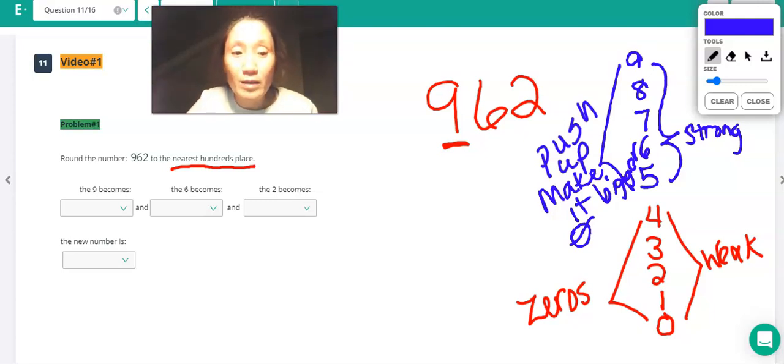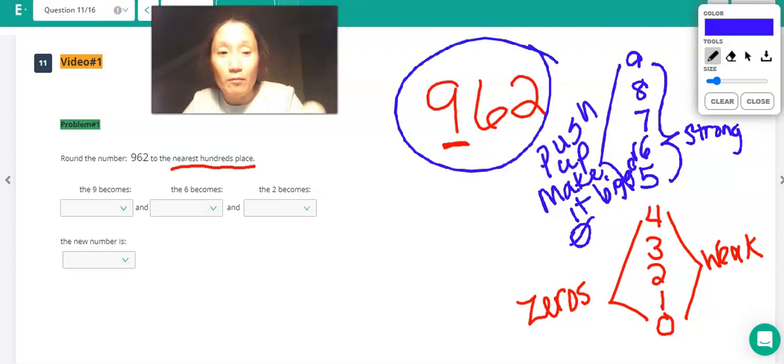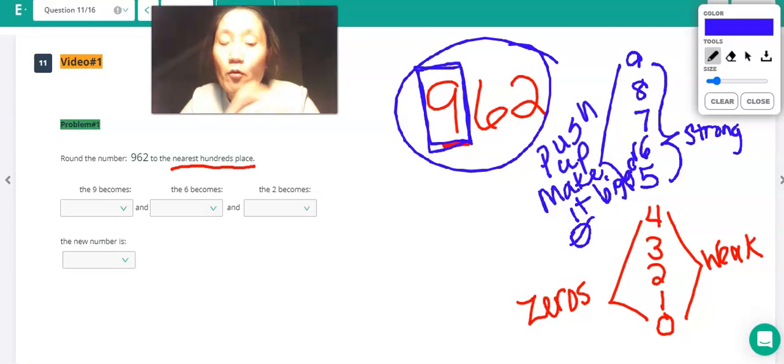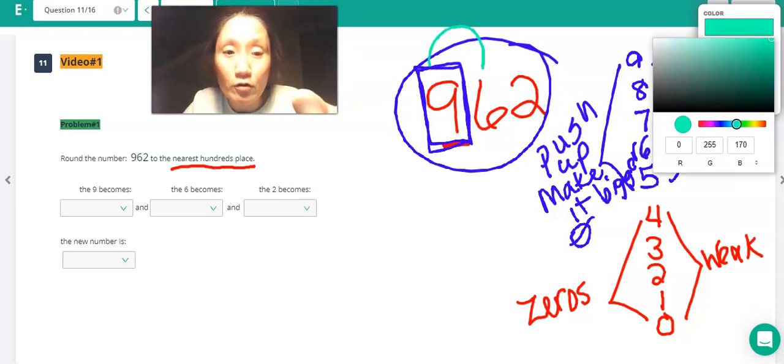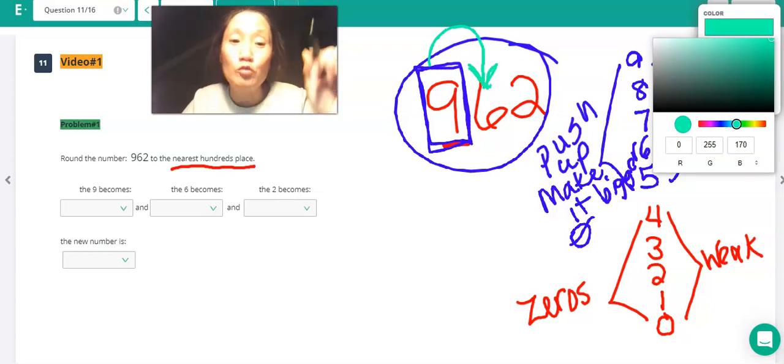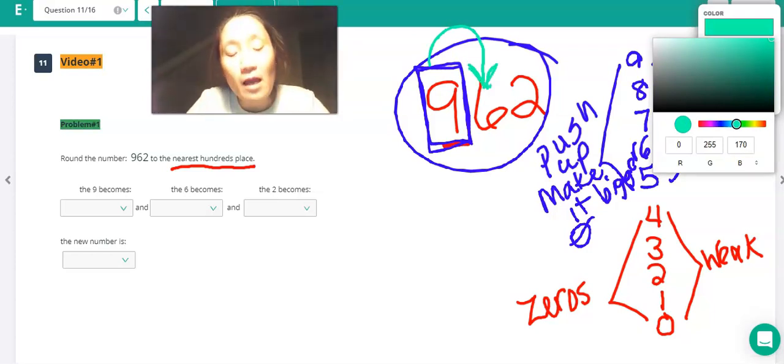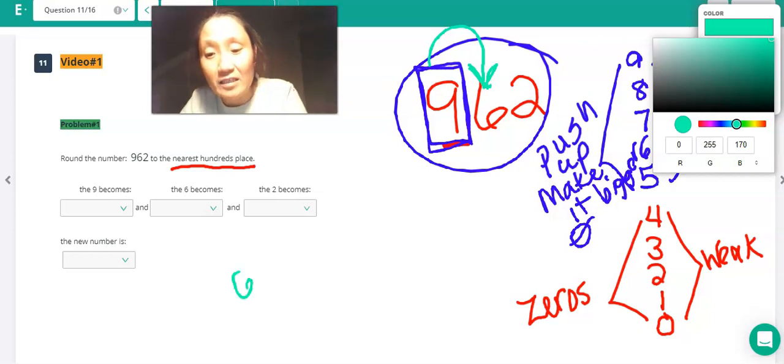Okay? So we have the strong numbers, we have the weak numbers, and we have this number right here, 962. So we're looking at the hundreds place. So we look at this number right here. That's the number we're looking at, and we have to do something with it. Now, in order to do something with it, we have to look at its neighbor. We look at the number to the right, and you decide, is 6 weak or strong?